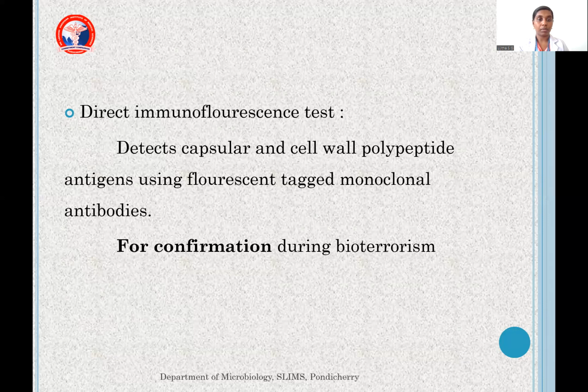Now, another important test is the direct immunofluorescence test. This is used for the initial confirmation during bioterrorism. This will detect capsular and cell wall polypeptide antigens using fluorescent tagged monoclonal antibodies.